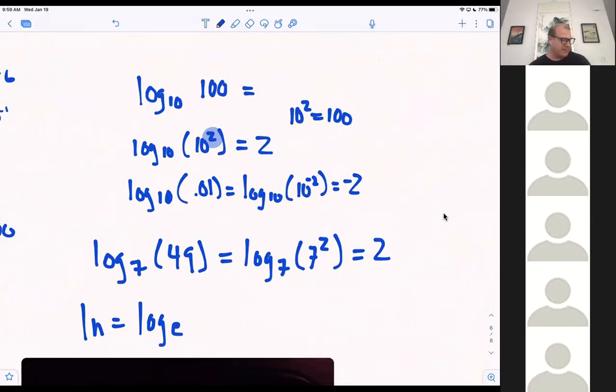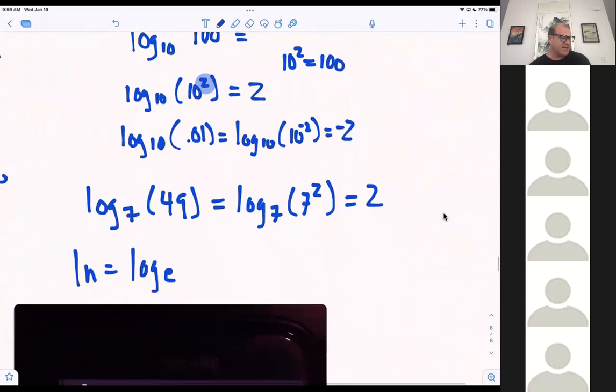So now let's change the base. Let's look at log base 7 of 49. 49 is 7 squared. So if you do the log base 7 of 49, and this is the change of base, you're changing the log to base 7. So the log base 7 of 49 is 2, because 49 is 7 squared. And you're looking for the inverse of the exponent.